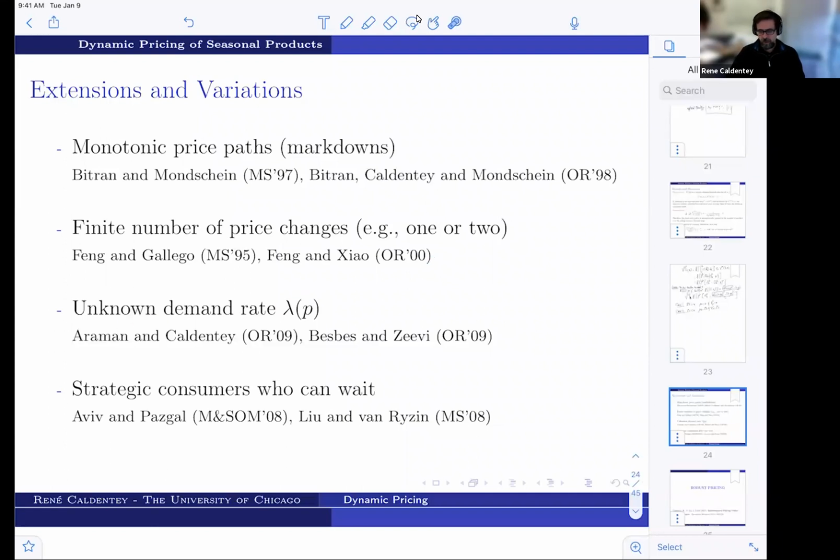Then you have people that thought about what happens if you have unknown demand rates, right? With Victor, we were looking at that some time ago, and there are other people, Omar included, who is going to be talking on Friday, that have looked at that question. And then you have people who have said, what happens if you have strategic customers, right? People that are a bit smarter and can anticipate the fact that you're going to cut the price. There's research that has been done, like one of the first papers by Aviv and Pazgal, but Garrett also has a paper with a former student looking at this. So these are just a few references, but there are hundreds of different papers that have been extending this framework.